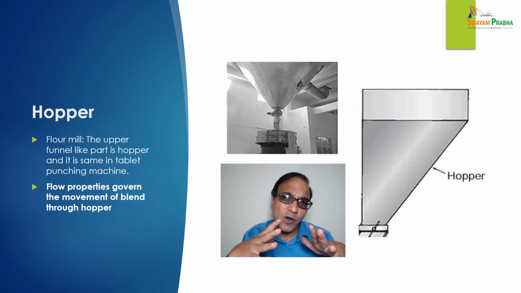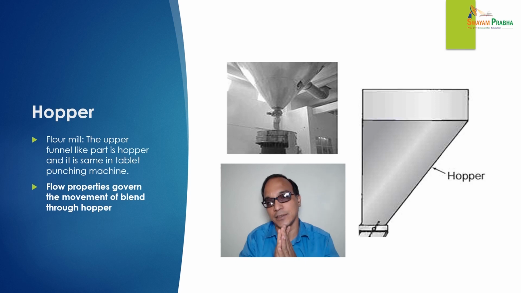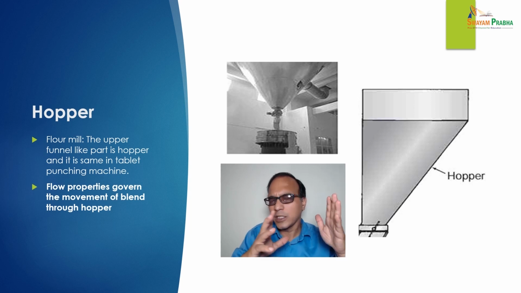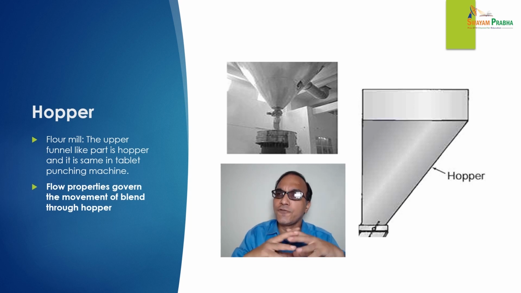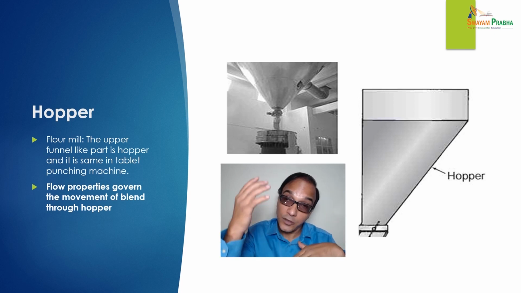Now let us discuss what is the hopper. Hopper, as we already mentioned, is just like the upper part of the wheat flour mill. The upper funnel-like part is the hopper, and it is the same in the tablet punching machine. It governs the flow properties. Rather, I would say these flow properties govern the movement of blend through the hopper.